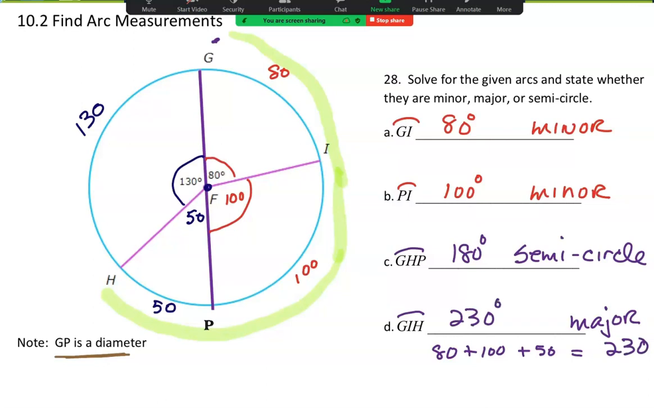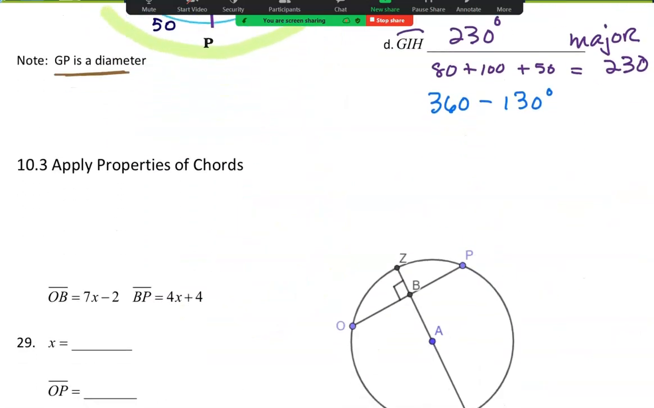Okay, how else could I have gotten that? What if I said the whole piece, let me go back to my highlight, the whole piece is going to be 360. All that's missing from that major arc is right here. So couldn't I have said, to get the length of the major arc, I'm going to take 360 and I'm going to subtract away 130. Either way, I get 230 for my major arc size. Okay? Okay, let's go to the next one.